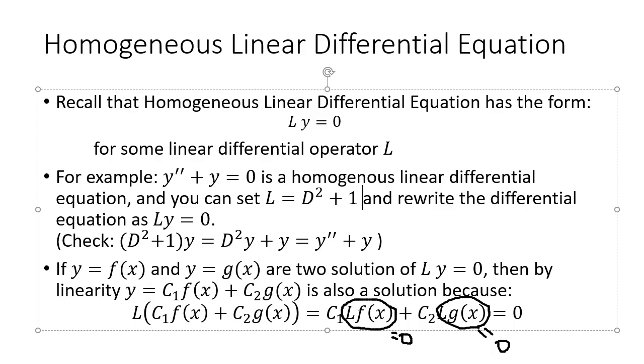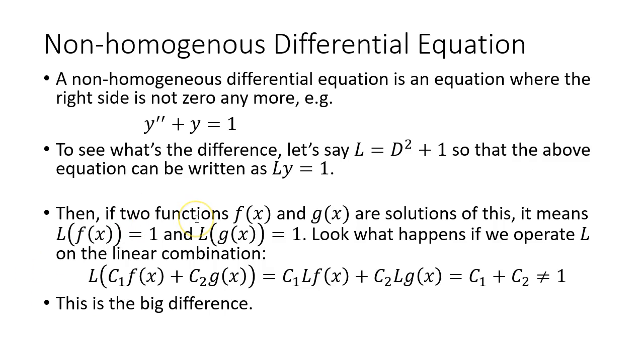Okay, now what's the difference between this and the non-homogeneous differential equation? Well, a non-homogeneous linear differential equation doesn't have a 0 on the right side. Here's an example, y double prime plus y equal to 1. To see the difference, let's use the operator L equals D squared plus 1 again, so that the equation is now written as Ly equal to 1. Then, let's say you have, again, two functions f of x and g of x as solutions, meaning that if you apply L to f of x, you get 1, the right side, and L of g of x is again 1, the same as the right side.